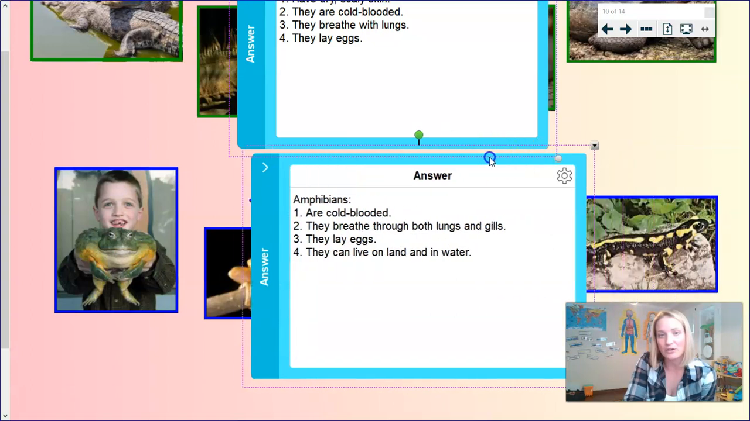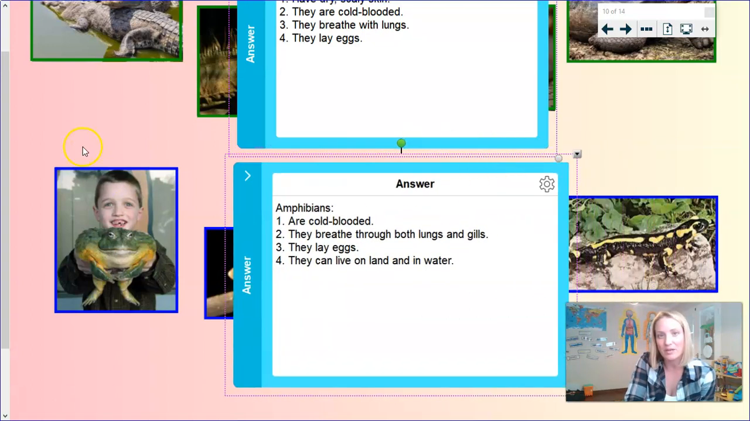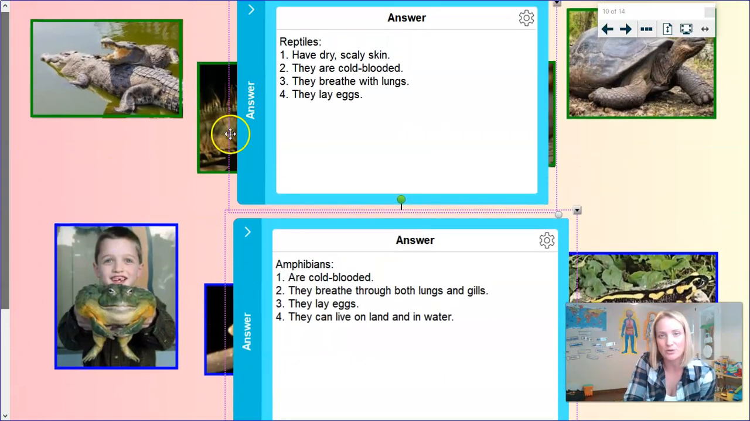So if I bring across the amphibian section and pull up slightly so you can compare it to the reptiles, you'll see amphibians, like reptiles, are cold-blooded. They breathe through both lungs and gills. So when they are young, they have gills, and as they grow, they develop lungs. Just like reptiles, they also lay eggs, and they live on both land and in water.